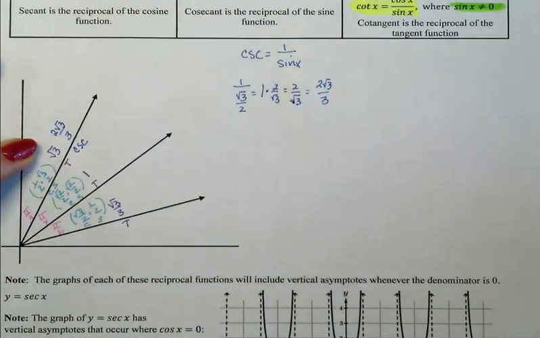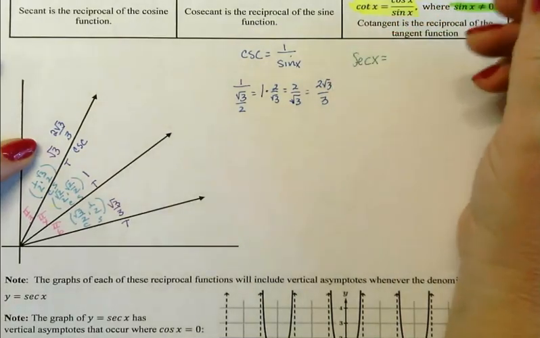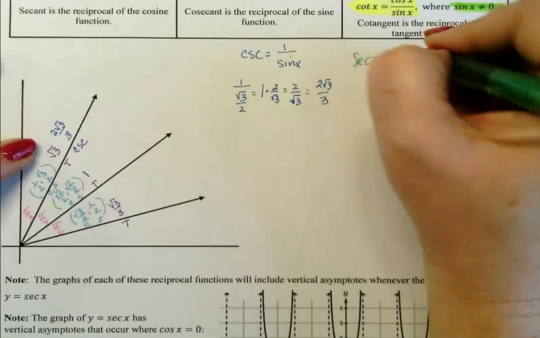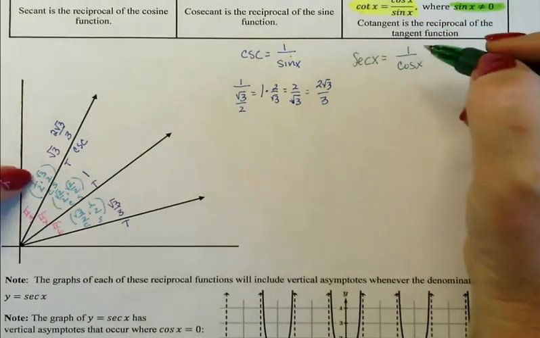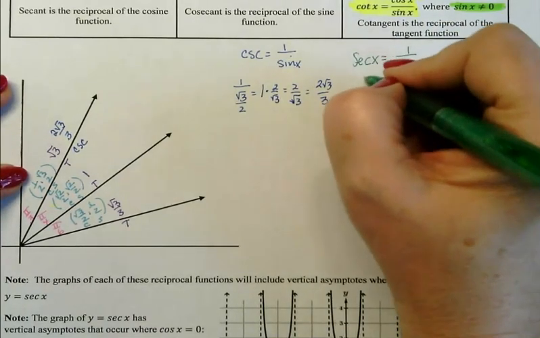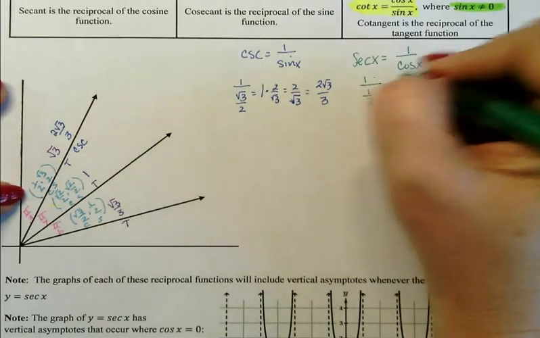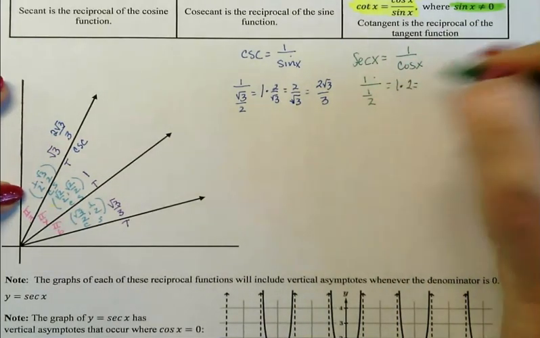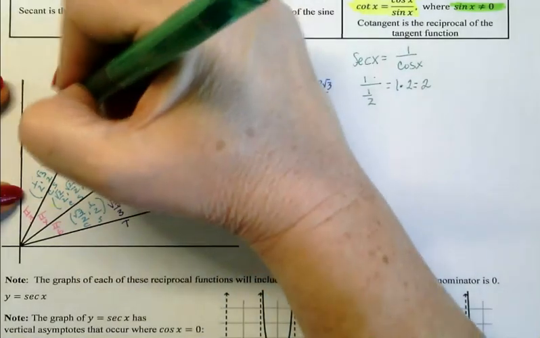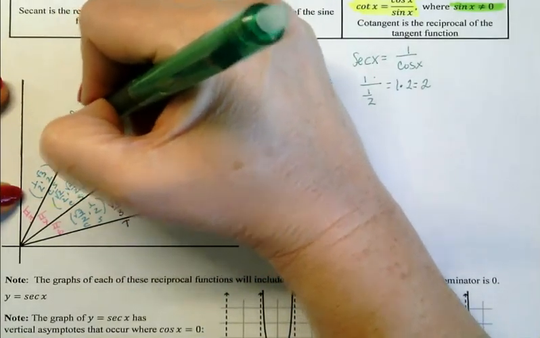Okay, then to calculate my secant, secant is the reciprocal of cosine. So we're going to use 1 over cosine. When we go to this point again, I'm going to take 1 over my cosine value, which is 1/2. So I'm going to take 1 times the reciprocal, which would be 2. So that's just going to be 2, and I'm going to have 2 for my secant value.